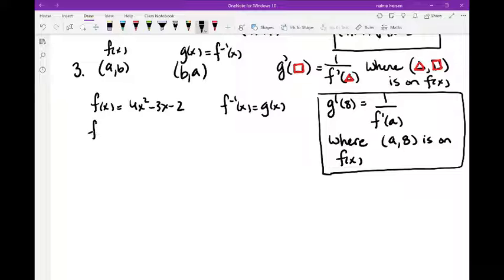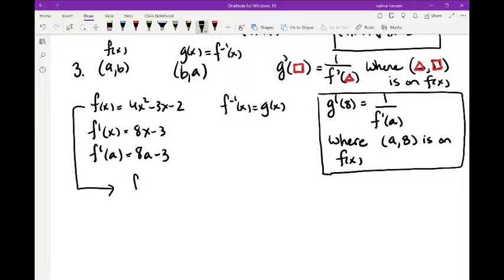So f prime of x is equal to 8x minus 3. F prime of a will be 8a minus 3. So that's great, but I still need to figure out the value for a, and that's where our equation is going to come in. If f of x is equal to 4x squared minus 3x minus 2, and I want to figure out a comma 8 is on f of x, it means that 8 is here and 4a squared minus 3a minus 2 is here. And we're going to solve for it.